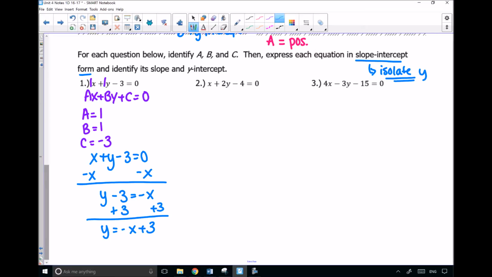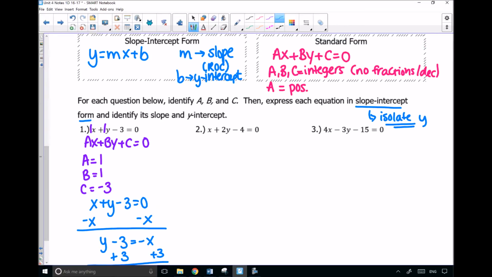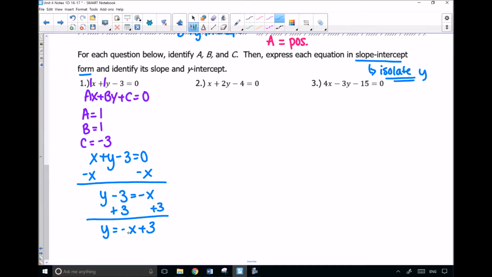Now, by looking at this right here, if the general equation is y equals mx plus b, the m is the coefficient in front of this x, which means that it has an invisible 1. So therefore, my m is -1. So my slope is -1. And then this value right here is my b, so b equals 3. So that's how I can figure out my equation right here. All right, so let's take a look at number 2.